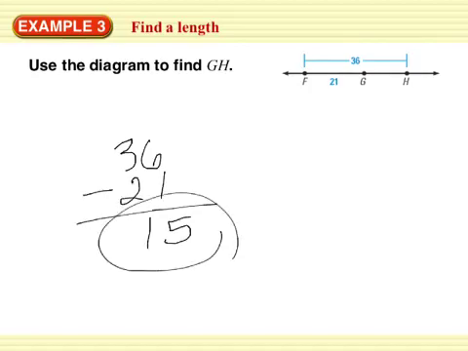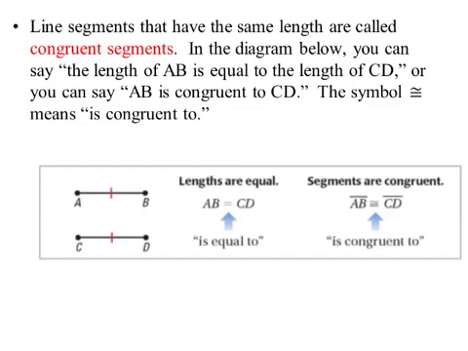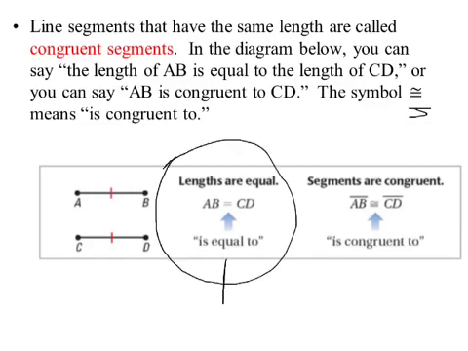All right. Line segments that have the same length are called congruent segments. It's a very important thing to know. In the diagram below, you can say the length of AB is equal to the length of CD, or you can say AB is congruent to CD. This symbol means is congruent to. So we always know that lengths are equal, and you can say they're equal, or you can say that segments are congruent.